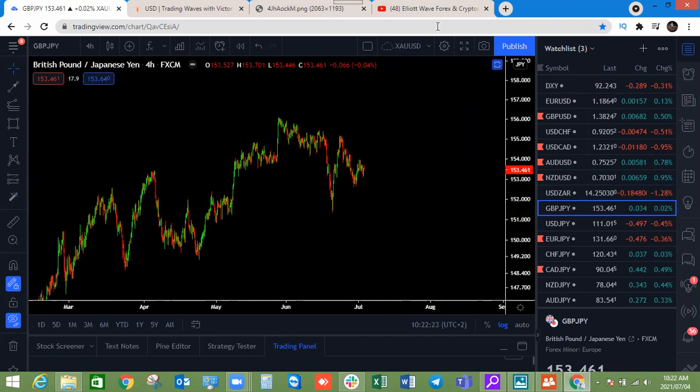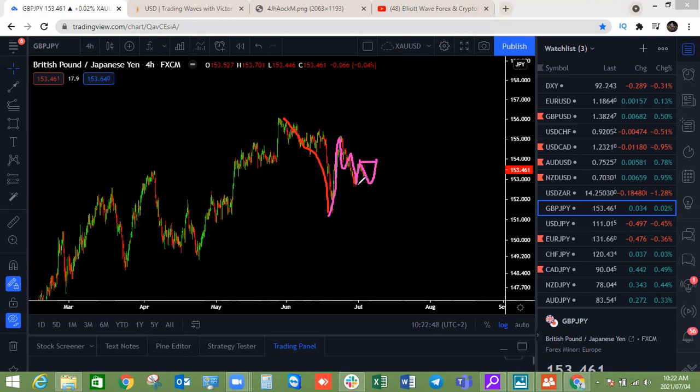So pound yen, we have had this pullback, we've had this impulse, and we've had this 3-wave pullback here. So this is the pullback that we had. This is the impulse that we had. After this impulse, we made what looks like a 3-wave pullback. Now, this is the structure that we have now. Is this going to push to go and retest this level here? Or is it going to make a structure like this?